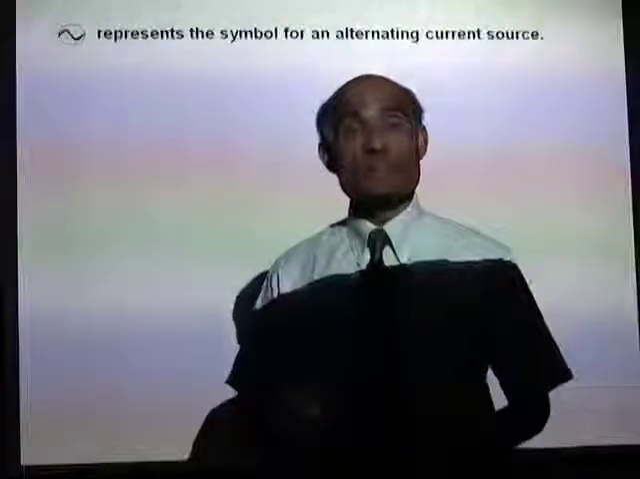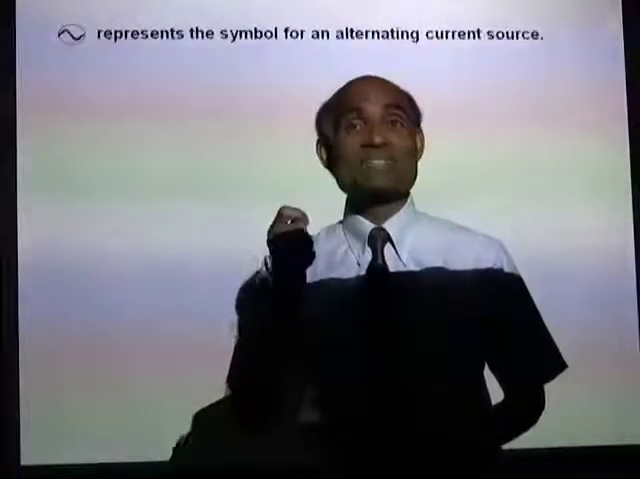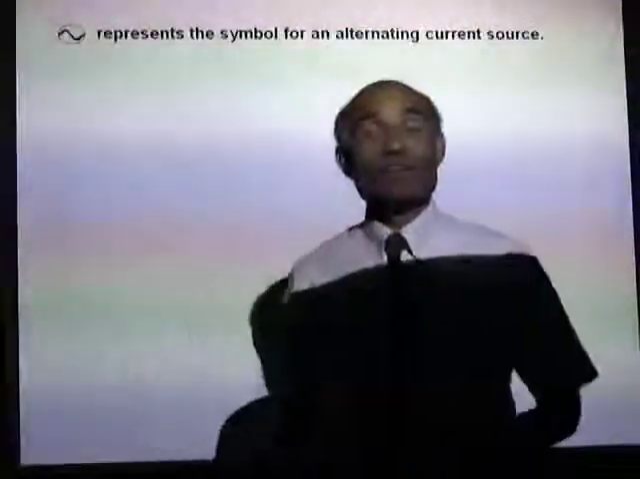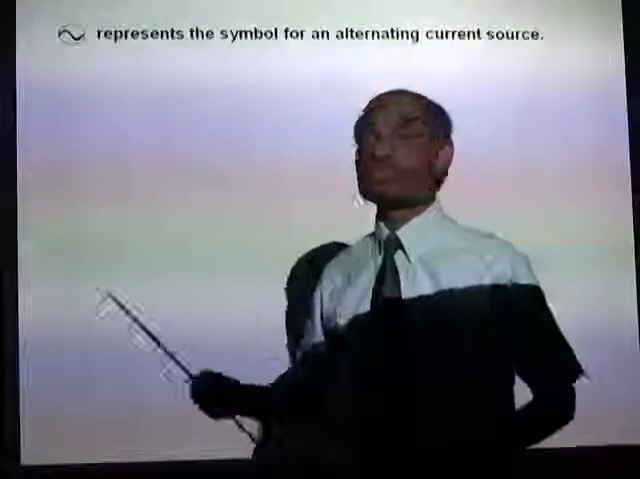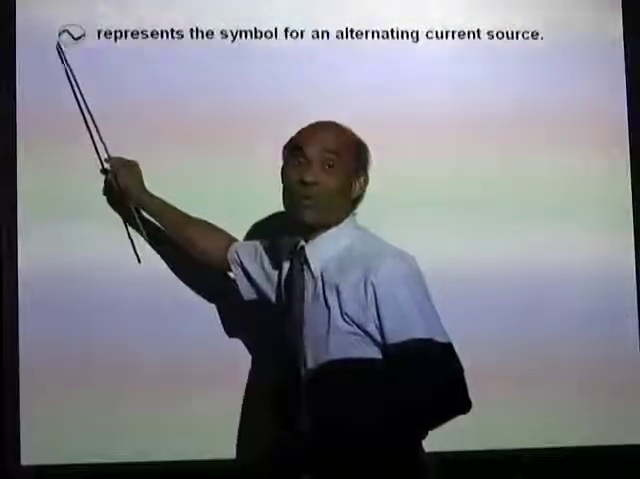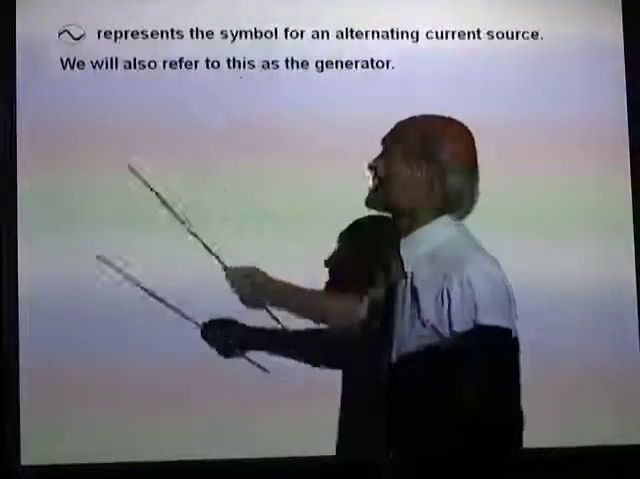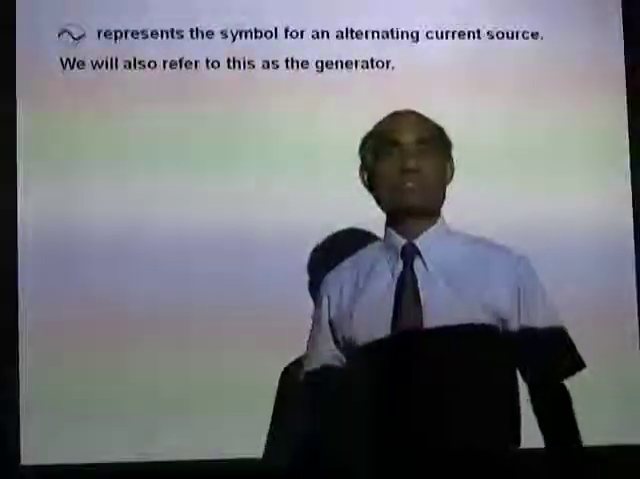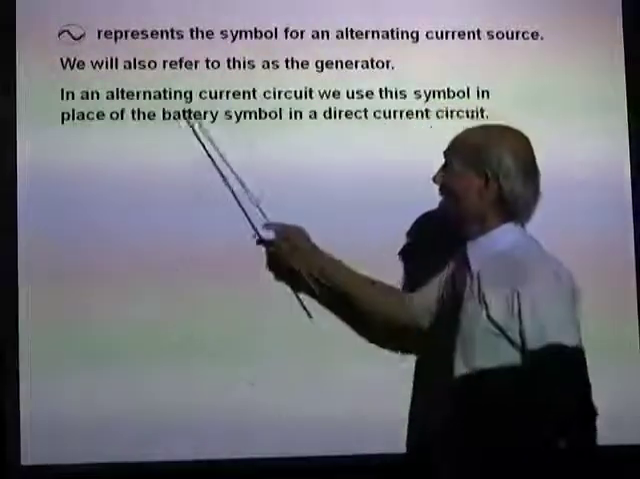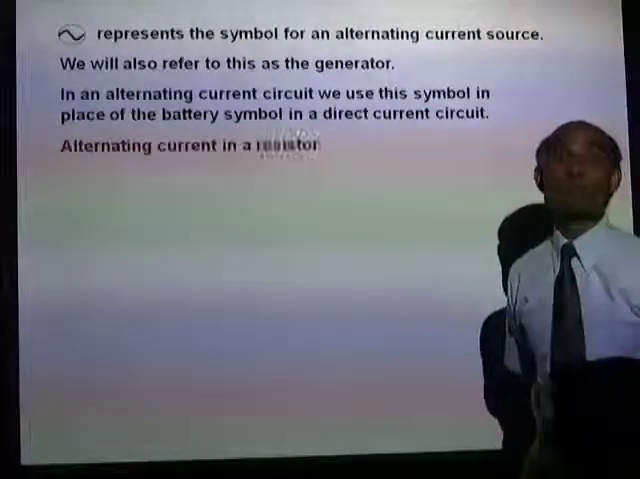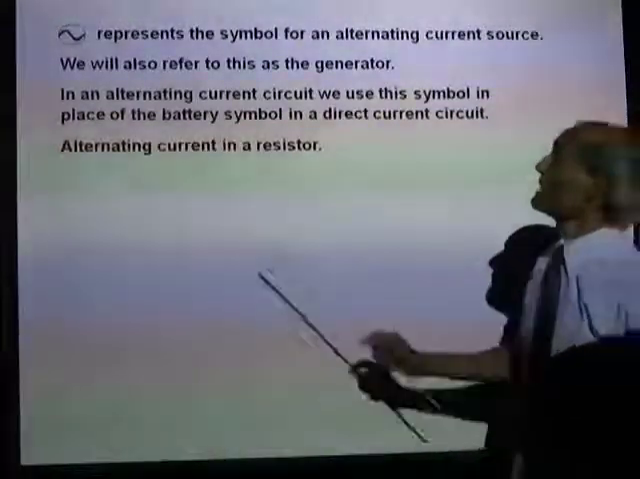Now, when we talked about direct current circuits, we had a symbol for representing a battery. In the same way, when we use an alternating current source, we will use this symbol. This is the symbol for an alternating current. We will be using this very often in this lesson. So we will also refer to this as the generator that generates the alternating current. In an alternating current circuit, we use this symbol in place of the battery that we have seen earlier.